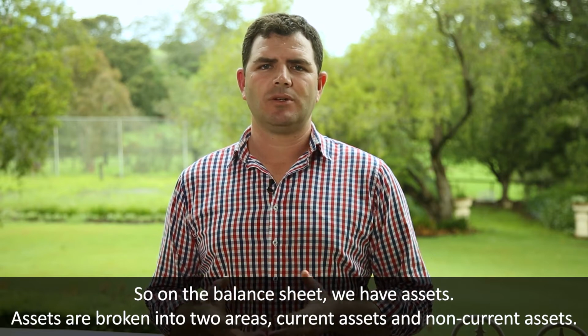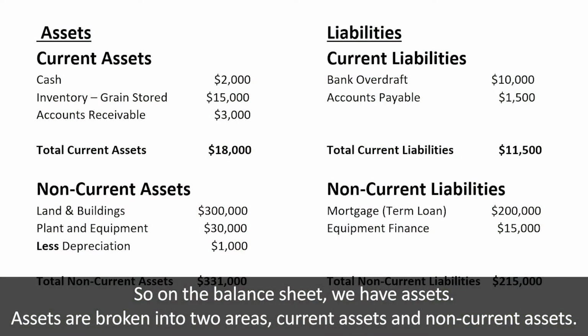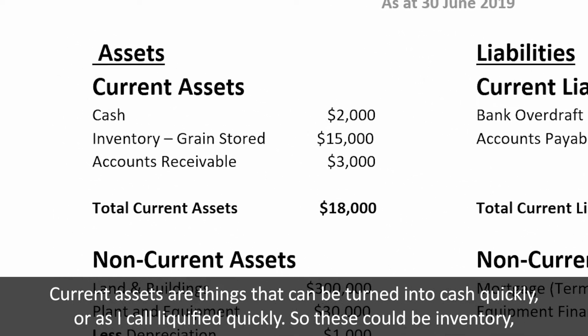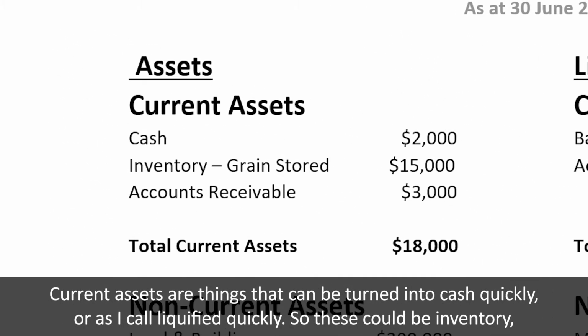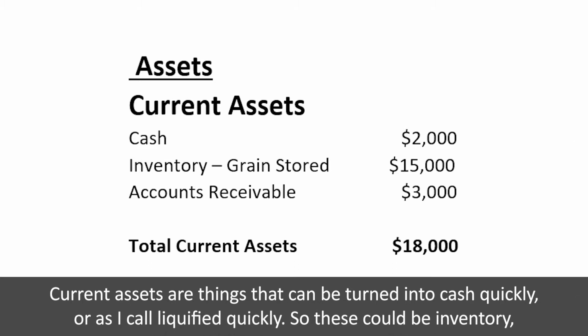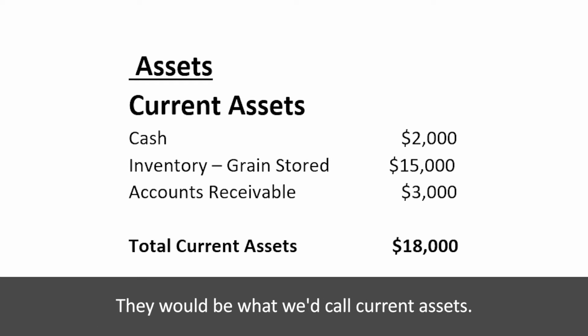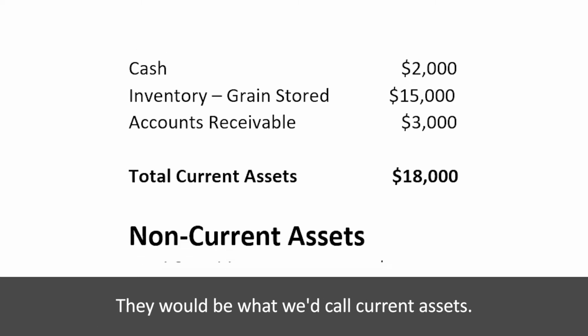Assets are broken into two areas, current assets and non-current assets. Current assets are things that can be turned into cash quickly, or as they call it, liquidated quickly. So these could be inventory, things like grain on hand, wool on hand. Then we've got accounts receivable and cash at bank. They would be what we'd call current assets.